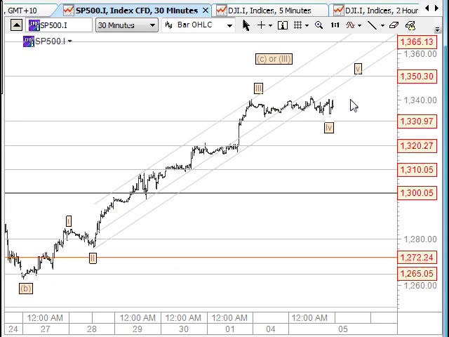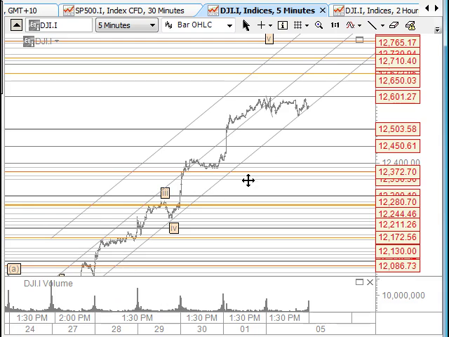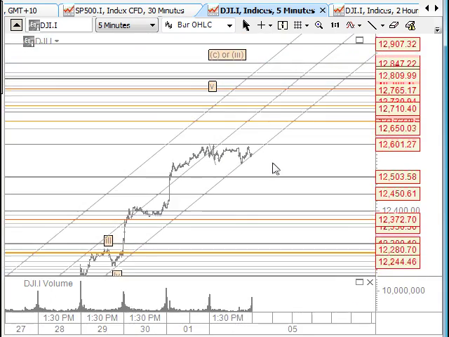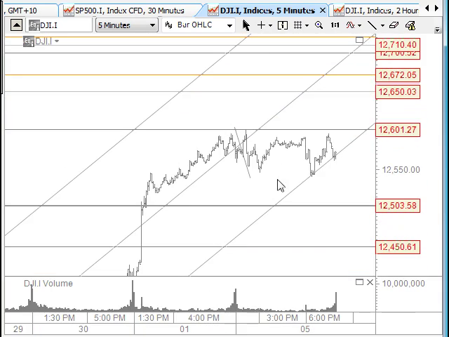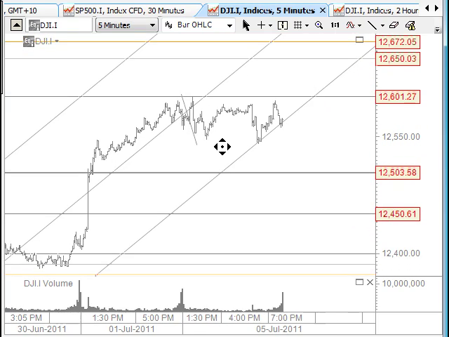Well, we can see it here on the S&P 500 intraday. On the Dow Jones on a 5-minute chart, this is the 30-minute chart we're looking at here. On a 5-minute chart here, we're still in this trend channel coming up through here, so we're not breaking out of that yet, but wave 4s tend to break trend lines. That's what they do.